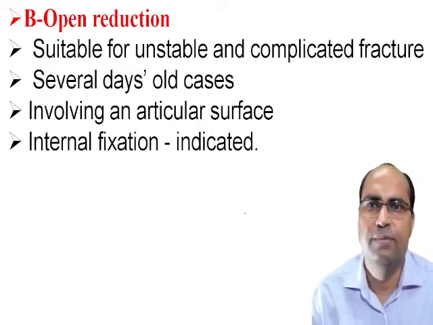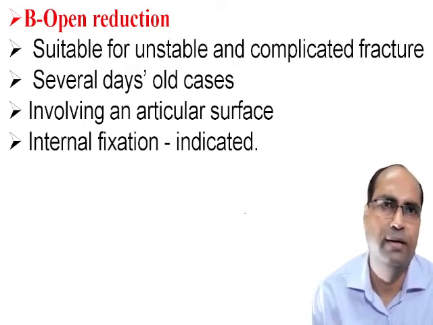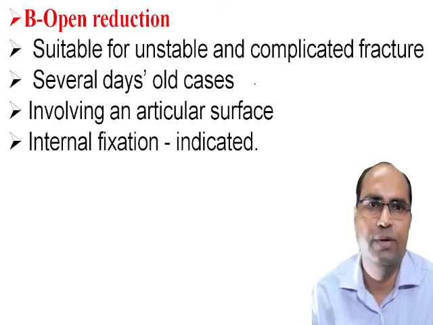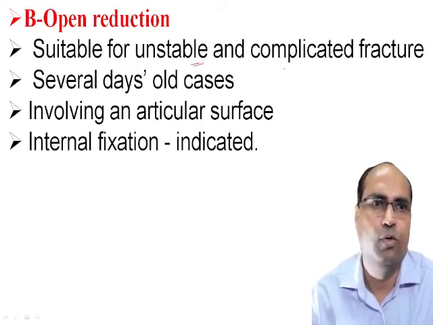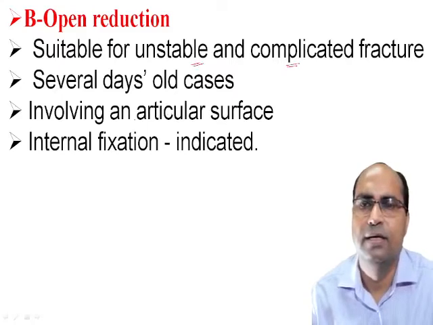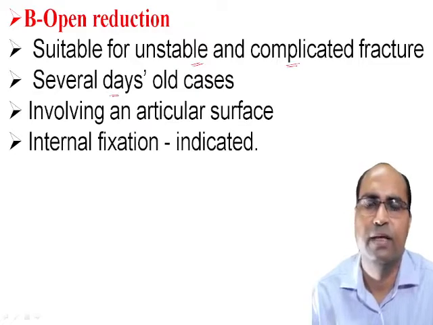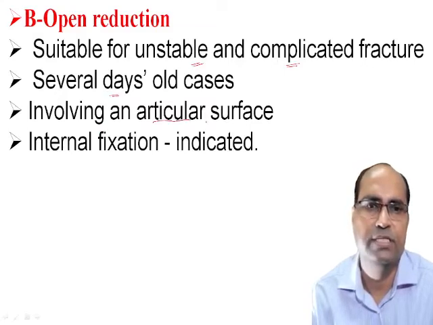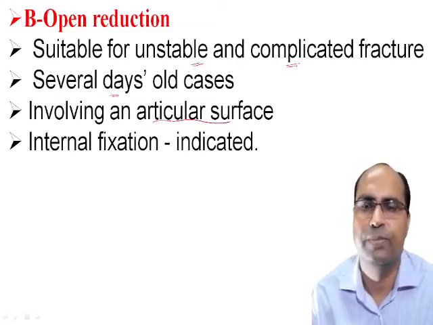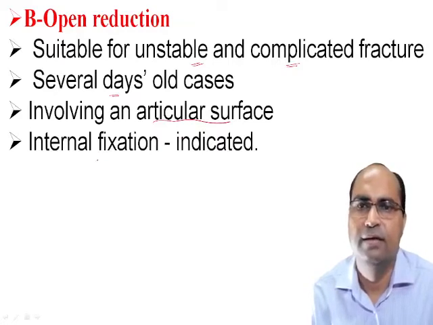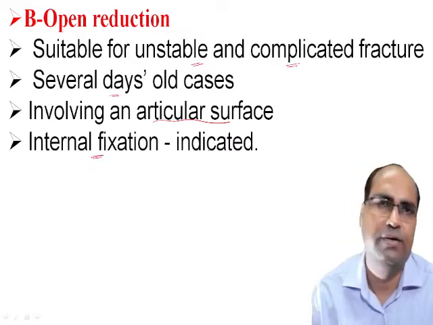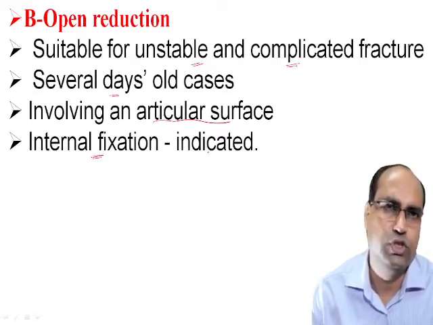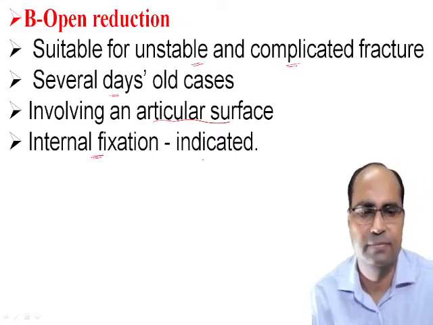Now we discuss the second method of reduction, that is open reduction. This is suitable for unstable and complicated fractures. It is indicated in cases that are several days old. This is also indicated in fractures of the articular surface of the bone. Open reduction is indicated where internal fixations are used to immobilize the fracture segments.